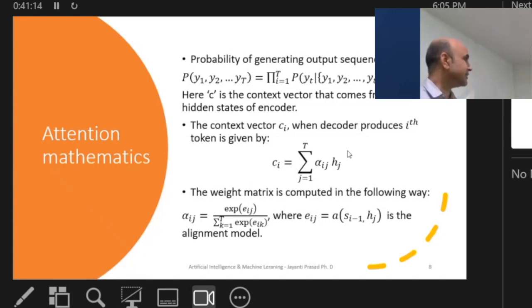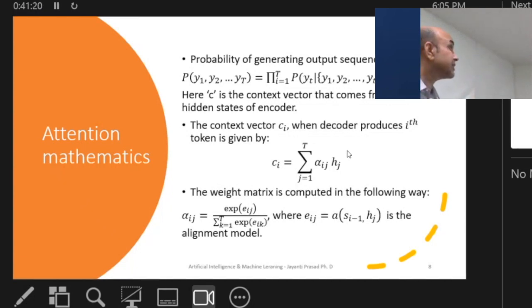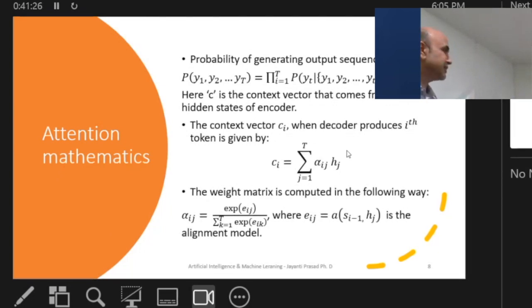And these attention coefficients are also part of the network, but there is a formula for learning them. So it's a softmax. So there is a mismatch. This alignment model.